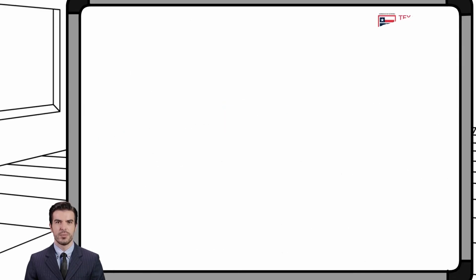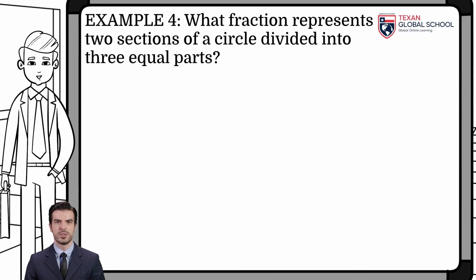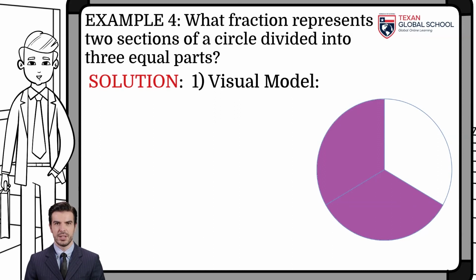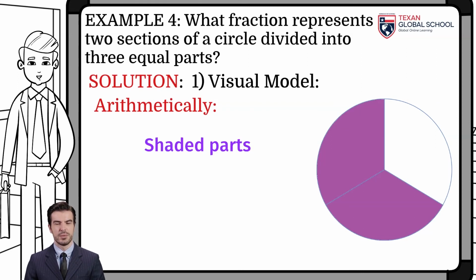In this last problem, we have to obtain the fraction that represents 2 sections of a circle divided into 3 equal parts. As we have mentioned, it is suggested to make a visual model of the problem. We then draw a circle and divide it into 3 equal parts. Furthermore, we draw 2 sections as the problem mentions. Once the problem is posed, we can observe the fraction that can represent the problem.